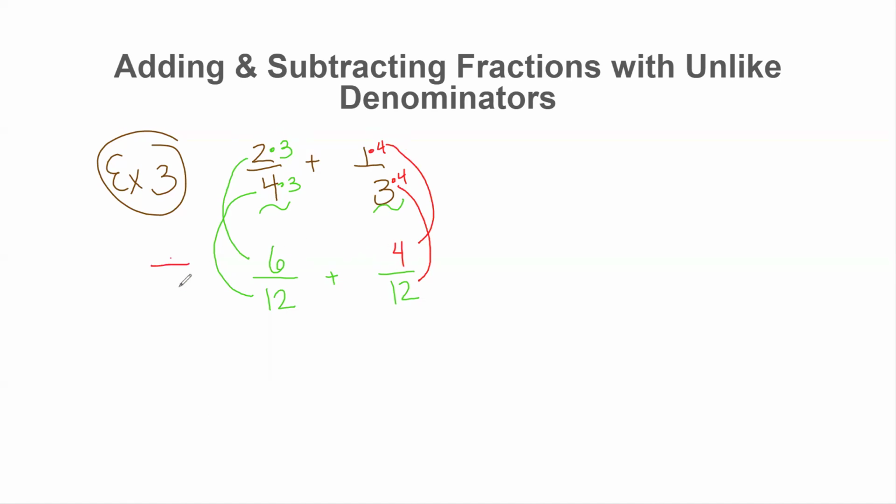Now just looking at the second problem, 6/12 plus 4/12. Keep the common denominator. Add across the top will give us 10/12, which is correct, but it reduces. Let's divide by 2 and get a better answer, a simplified answer of 5/6.